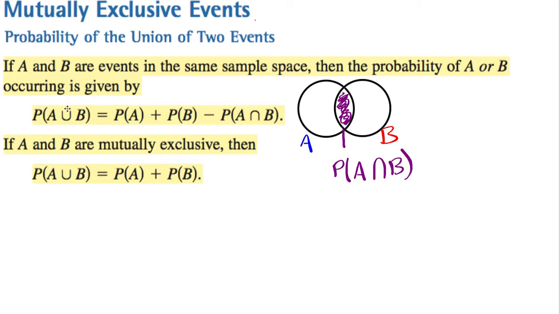This is A union B. This is A or B. So what's the probability of A or B happening? Well, it's the probability of A plus the probability of B minus the overlap.